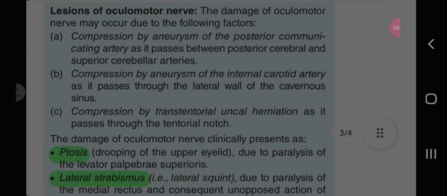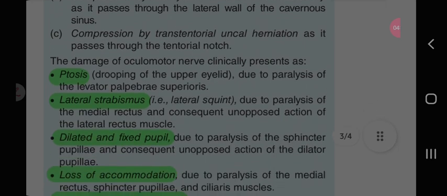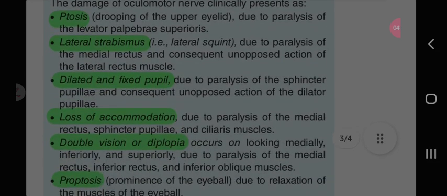The damage of the oculomotor nerve clinically presents as ptosis, drooping of the upper eyelid, due to paralysis of the levator palpebrae superioris; lateral strabismus, lateral squint, due to paralysis of the medial rectus and consequent unopposed action of the lateral rectus muscle; dilated and fixed pupil, due to paralysis of the sphincter pupillae and consequent unopposed action of the dilator pupillae; loss of accommodation due to paralysis of the sphincter pupillae and ciliaris muscle.